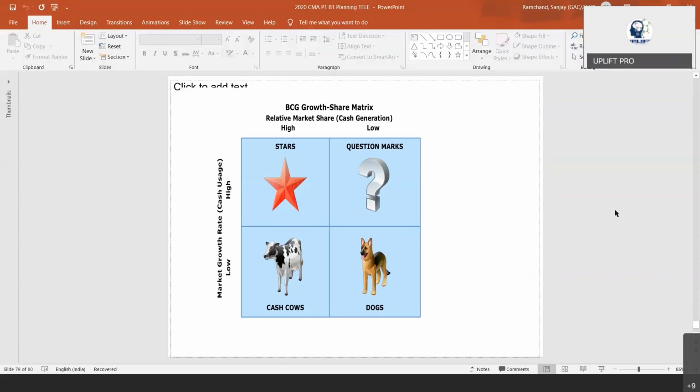Sometimes when your product is not successful, when it is not popular in the market, it's not selling well, it dies a natural death. It goes from question mark directly to the dog. So the product gets discontinued, or it gets sold off. It's hived off. So that is the BCG growth share matrix.